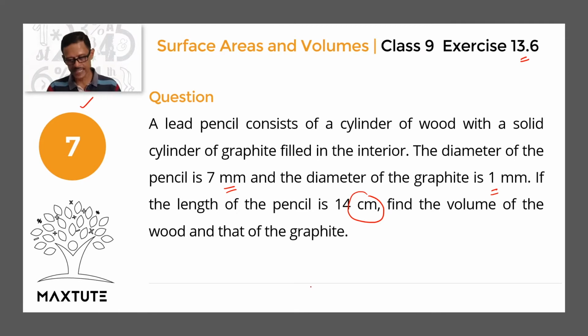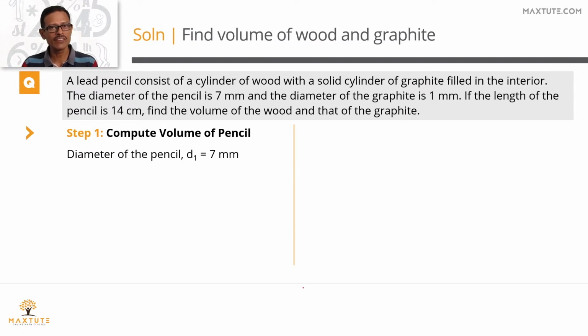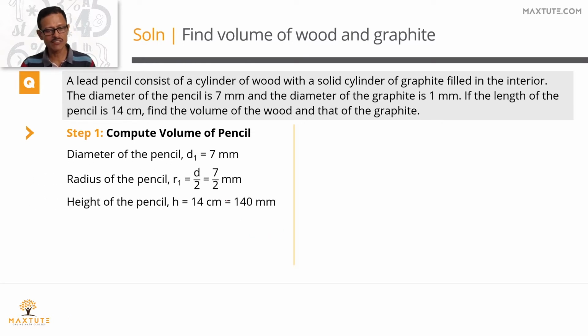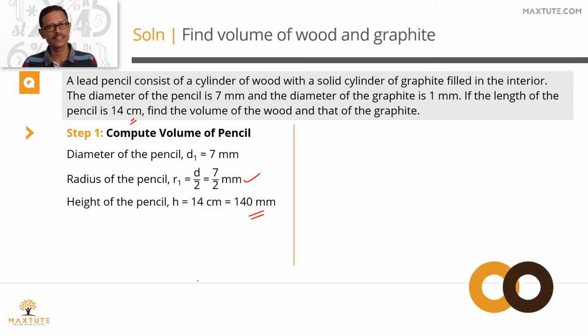the wood. Let's find it out for the entire pencil. What data do we have? We have the diameter of the pencil. Diameter of the pencil is 7 millimeters. Therefore, the radius is half that, which is equal to 7 by 2 millimeters. The height is equal to 14 centimeters. Let's convert that into millimeters because the radius is in millimeters. 1 centimeter is equal to 10 millimeters. So 14 centimeters equals 140 millimeters.